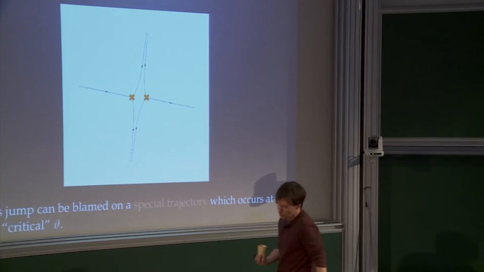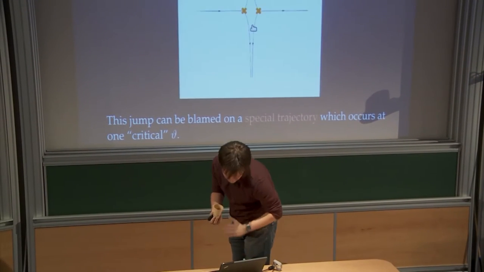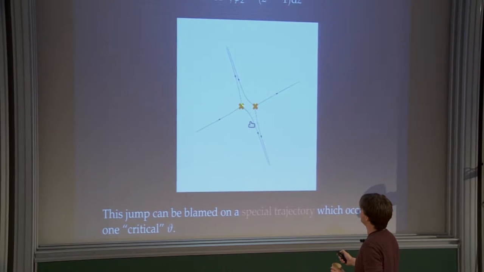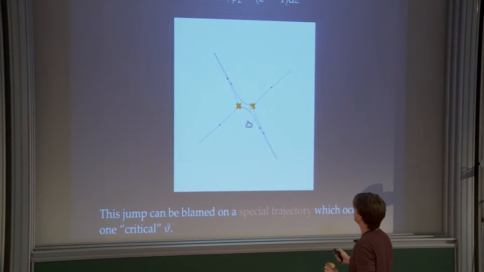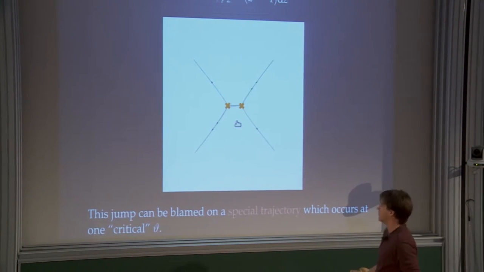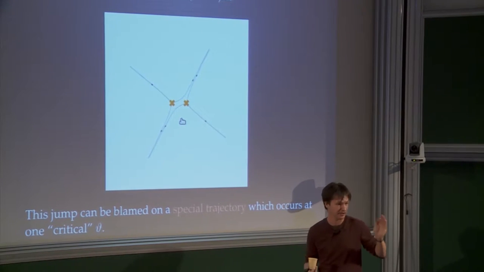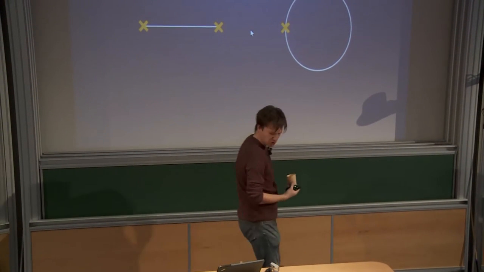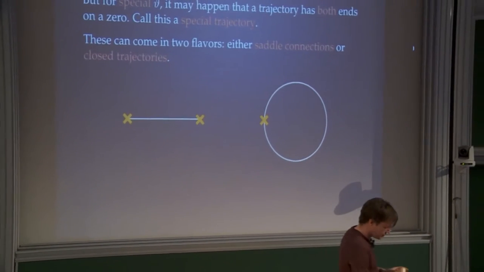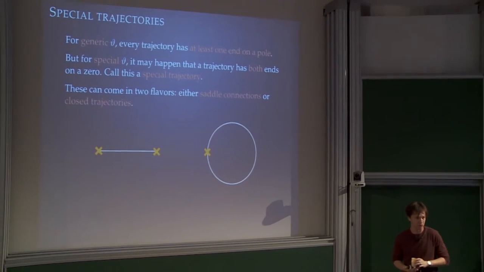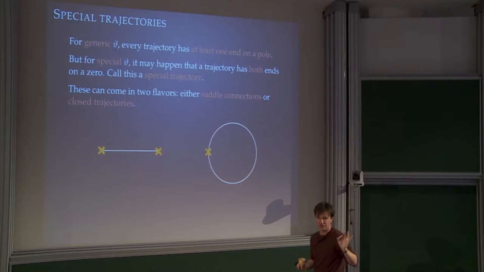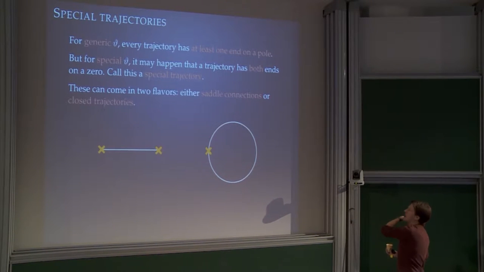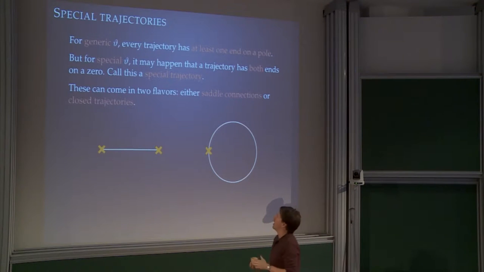And if you look at the moment where the jump happens, what you see is that the jump happens exactly when something non-generic happens. It's when you have a trajectory which comes out of one zero and goes just straight into the other zero. So that's a special trajectory which occurs just at this critical value of the phase. So what are these special trajectories? I told you that for a generic value of the phase, every trajectory has at least one end on a pole. It might start at a zero, but it travels around the surface and eventually ends up on a pole. But that's only the generic statement. For some special value of the phase, it might happen that you have a trajectory which has both ends on a zero. So I'm calling that a special trajectory.